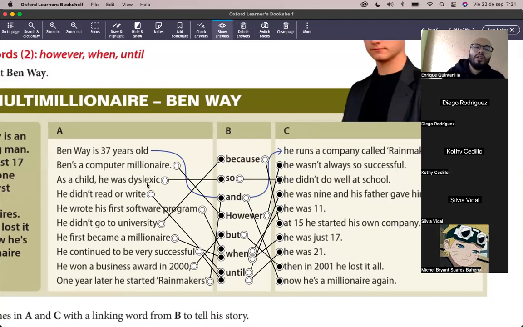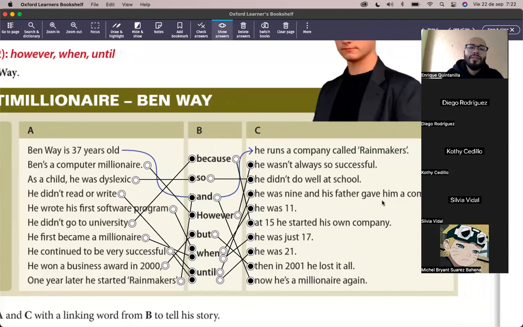As a child, he was dyslexic, so he didn't do well at school. He didn't read and write until he was 9 and his father gave him a computer.